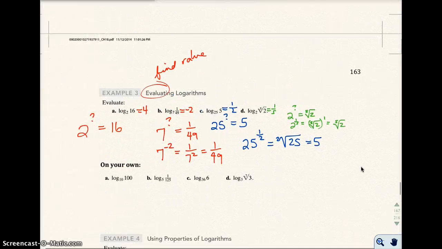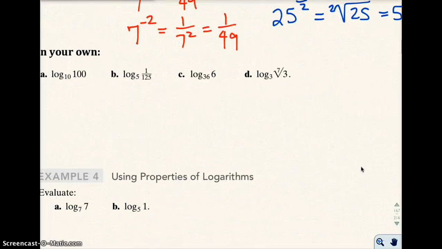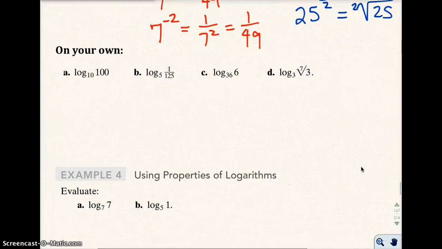So on your own, go ahead and try the next 4 and figure out what the value is for these. Pause the video, please.